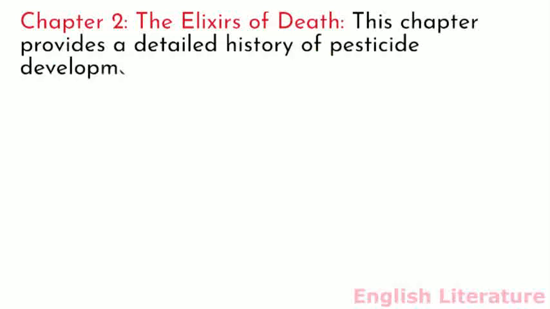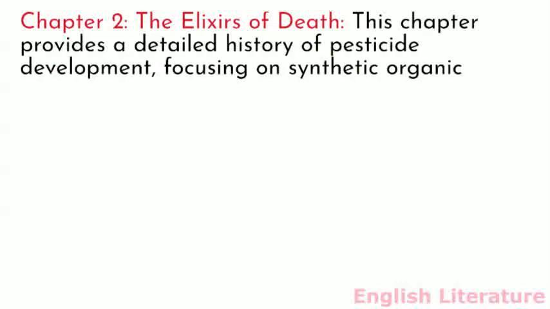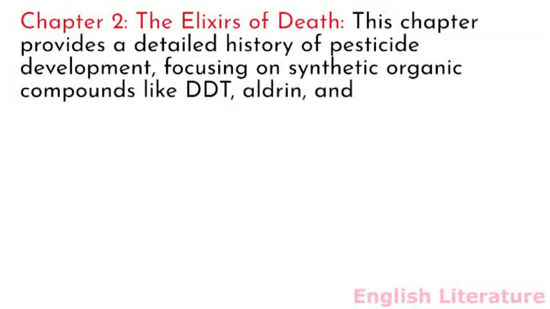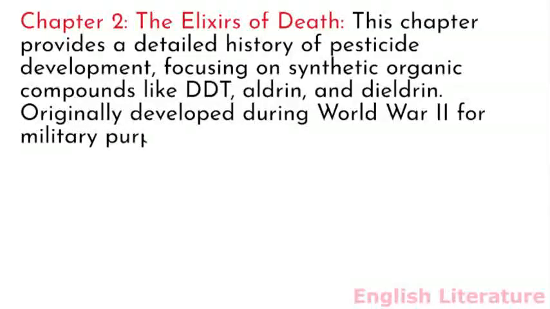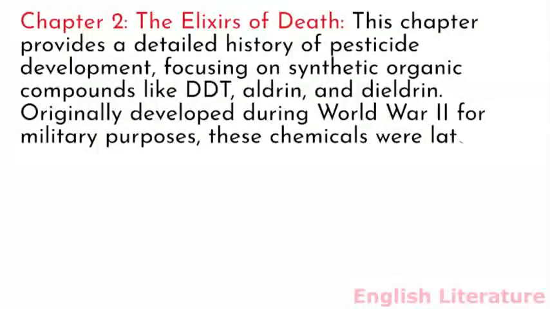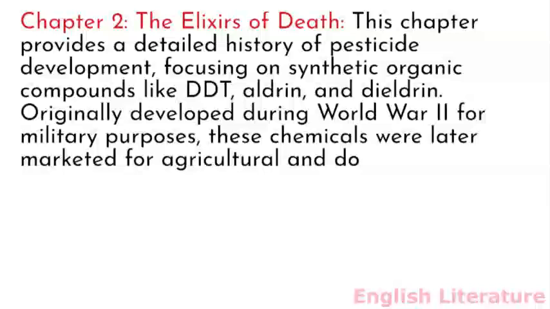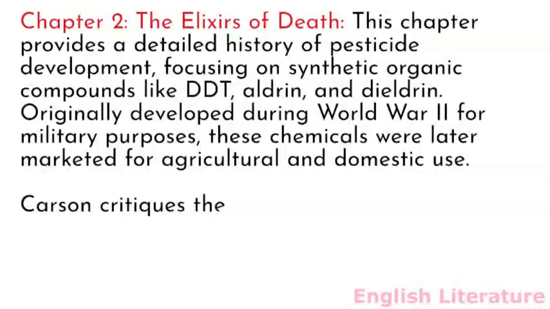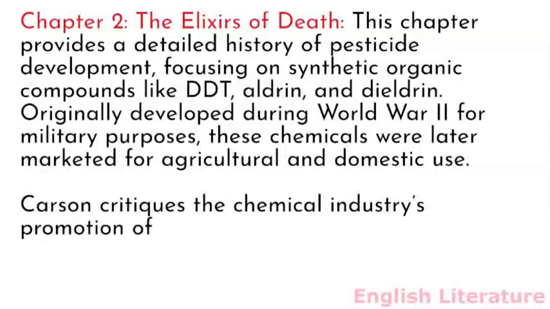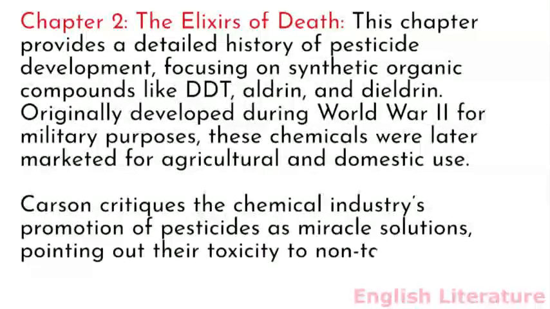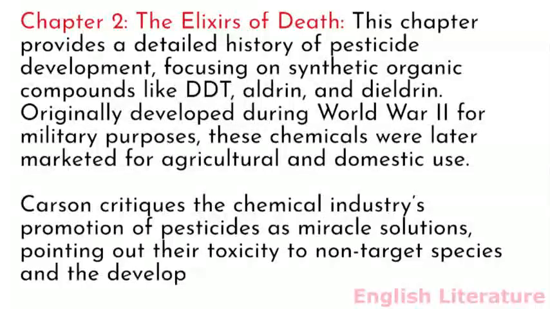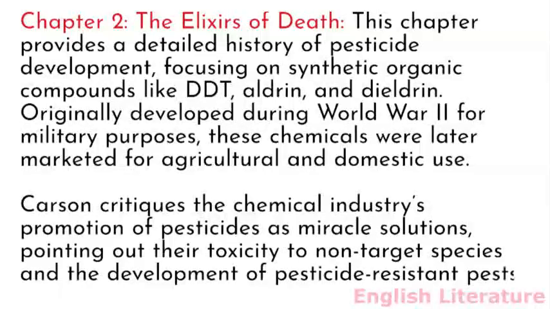The Elixirs of Death. This chapter provides a detailed history of pesticide development, focusing on synthetic organic compounds like DDT, aldrin, and dieldrin. Originally developed during World War II for military purposes, these chemicals were later marketed for agricultural and domestic use. Carson critiques the chemical industry's promotion of pesticides as miracle solutions, pointing out their toxicity to non-target species and the development of pesticide-resistant pests.